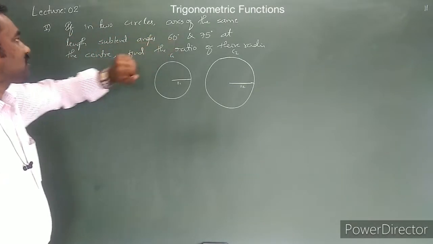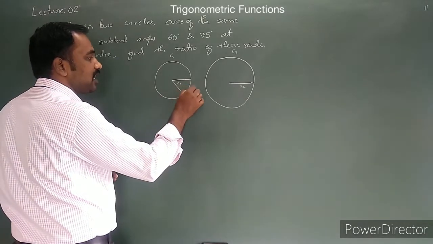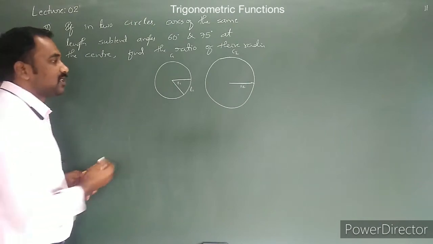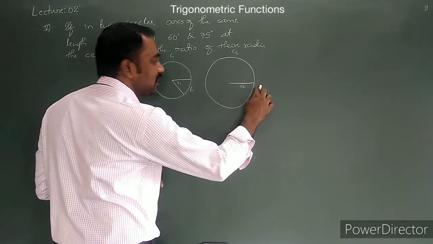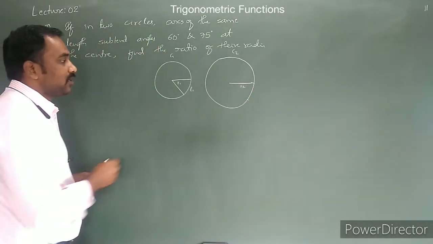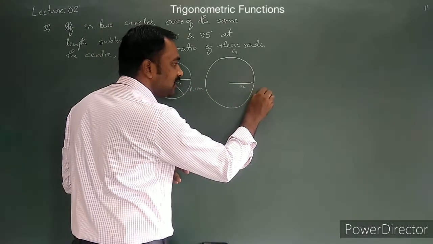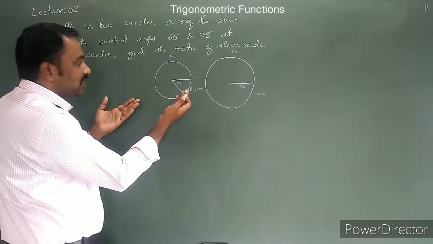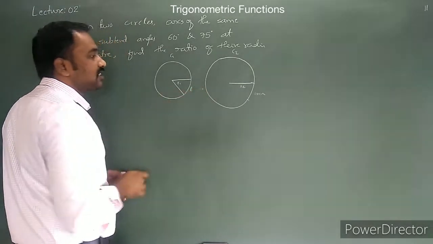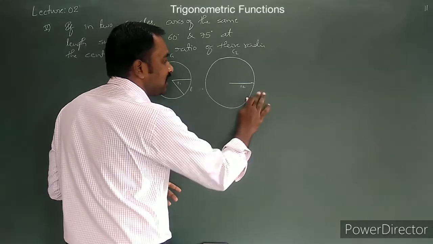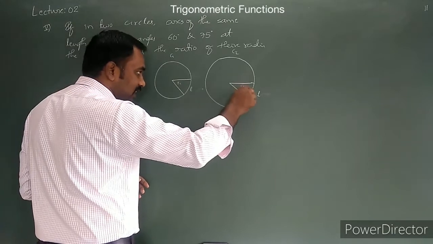In the two circles, arcs are of the same length, which means the arc length is the same. Suppose L1 is the arc length of the first circle. Whatever arc length is in circle 1, the same arc length is in circle 2. For example, suppose the arc length is 10 centimeter in the first circle, the same arc length is in the second circle. So I take L as the arc length of the first circle as well as the arc length of the second circle.